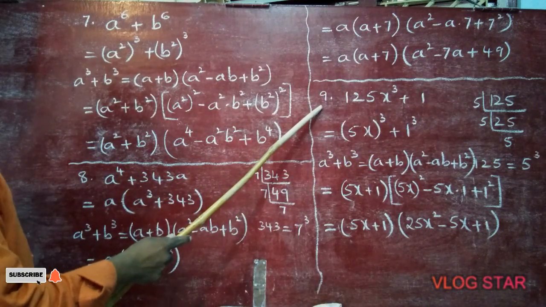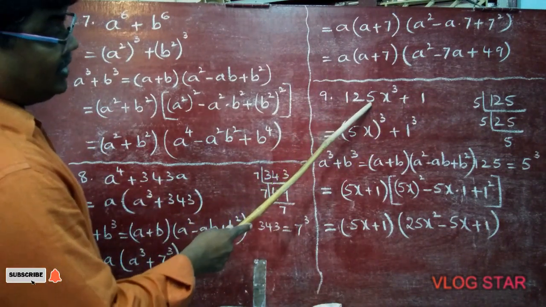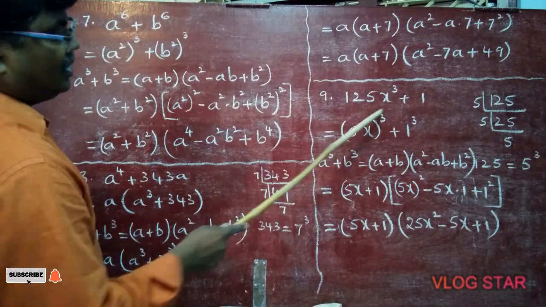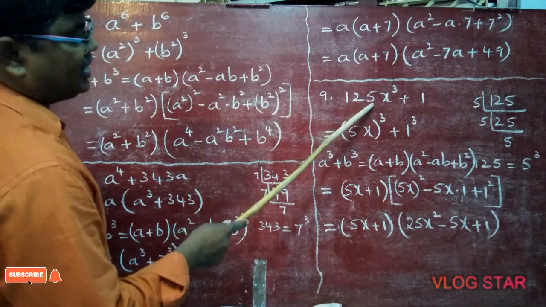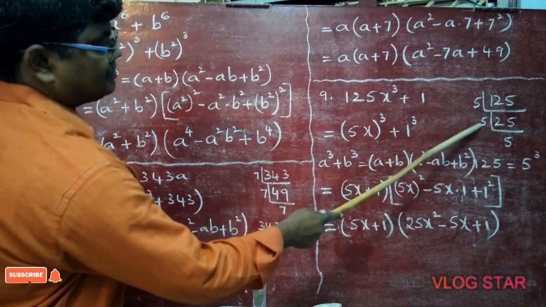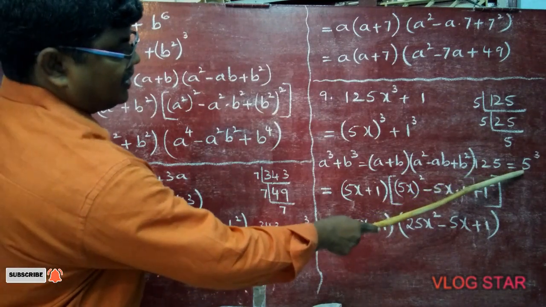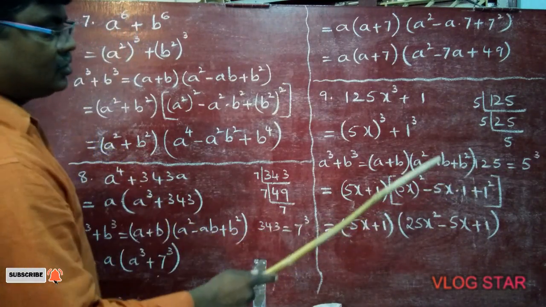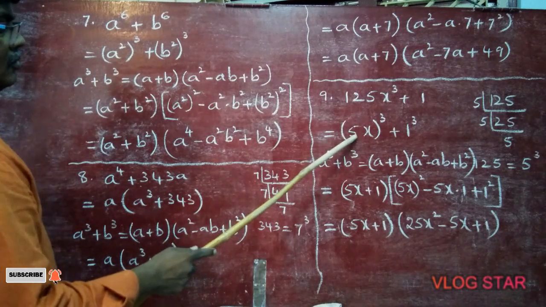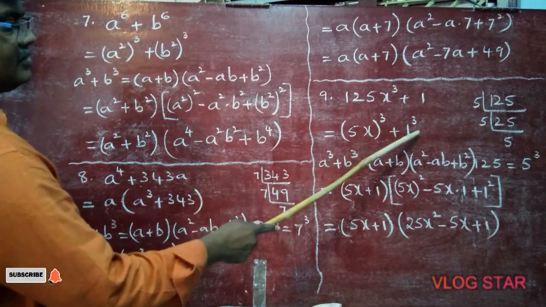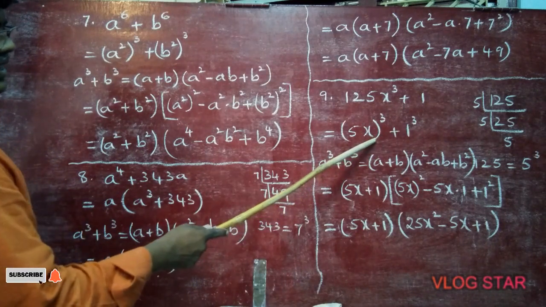Coming to the ninth problem. 125x cube plus 1. Find factors for 125. 5 5s are 25, second 5 is 125. So 125 is equal to 5 cube. So replace. So 5x whole cube plus 1 cube. 1 how many times you write? So cube. For formula's sake.